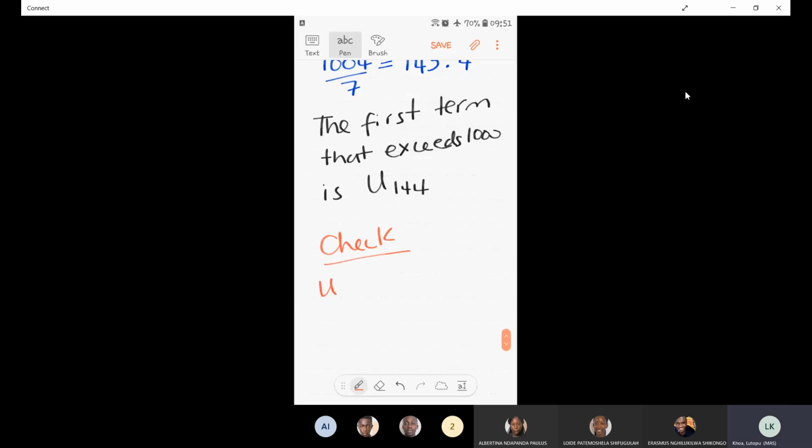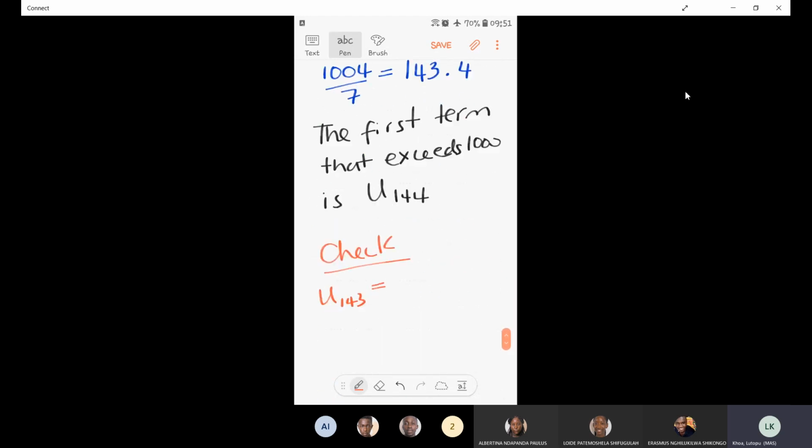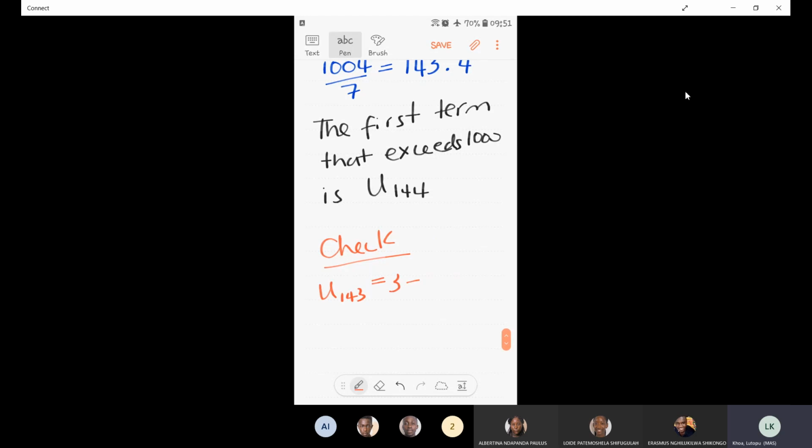If we find U143, this is the formula. Okay, this is 3 plus n minus 1, 143 minus 1 times d, which is equal to 7. When I work this out, I get 997. Okay, and this is obviously less than 1,000. So the 143rd term does not exceed 1,000. So that is not what we want.